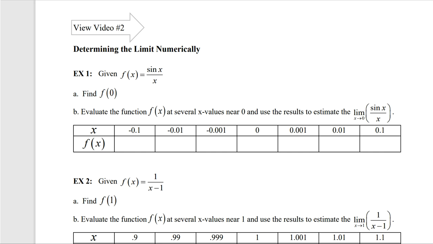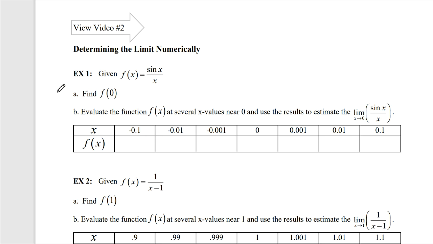Okay, so what we're going to do is go through examples 1 through 3, and you're going to want to have your graphing calculator handy. I'll show you a couple of shortcuts that you can use on your calculator to make this process super smooth and much easier than calculating everything on your own.